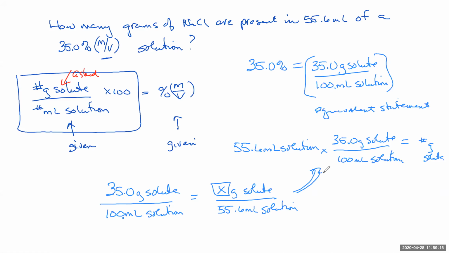I wanted to show you one other problem before we end. And the last problem we're going to do has 3 parts to it. And so if you have 25 grams of potassium chloride dissolved in enough water to make 250.